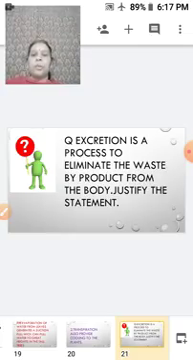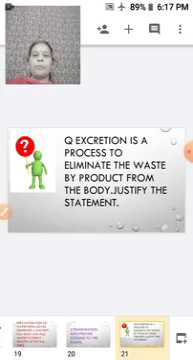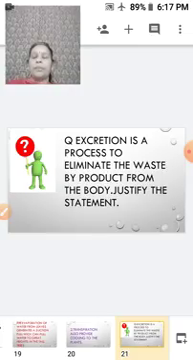For the home assignment, you will write down an answer for this question: Excretion is a process to eliminate the waste byproducts from the body. You will justify this statement.